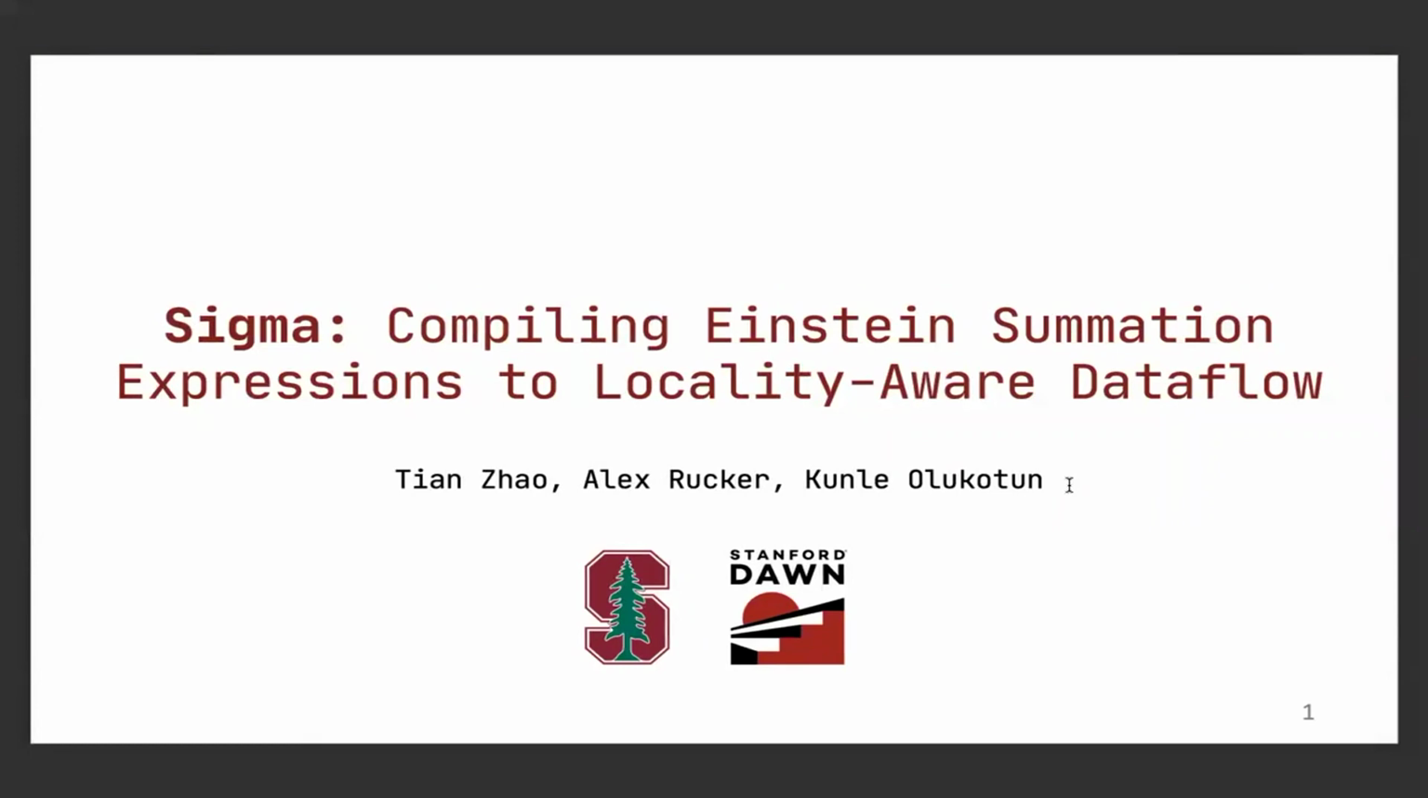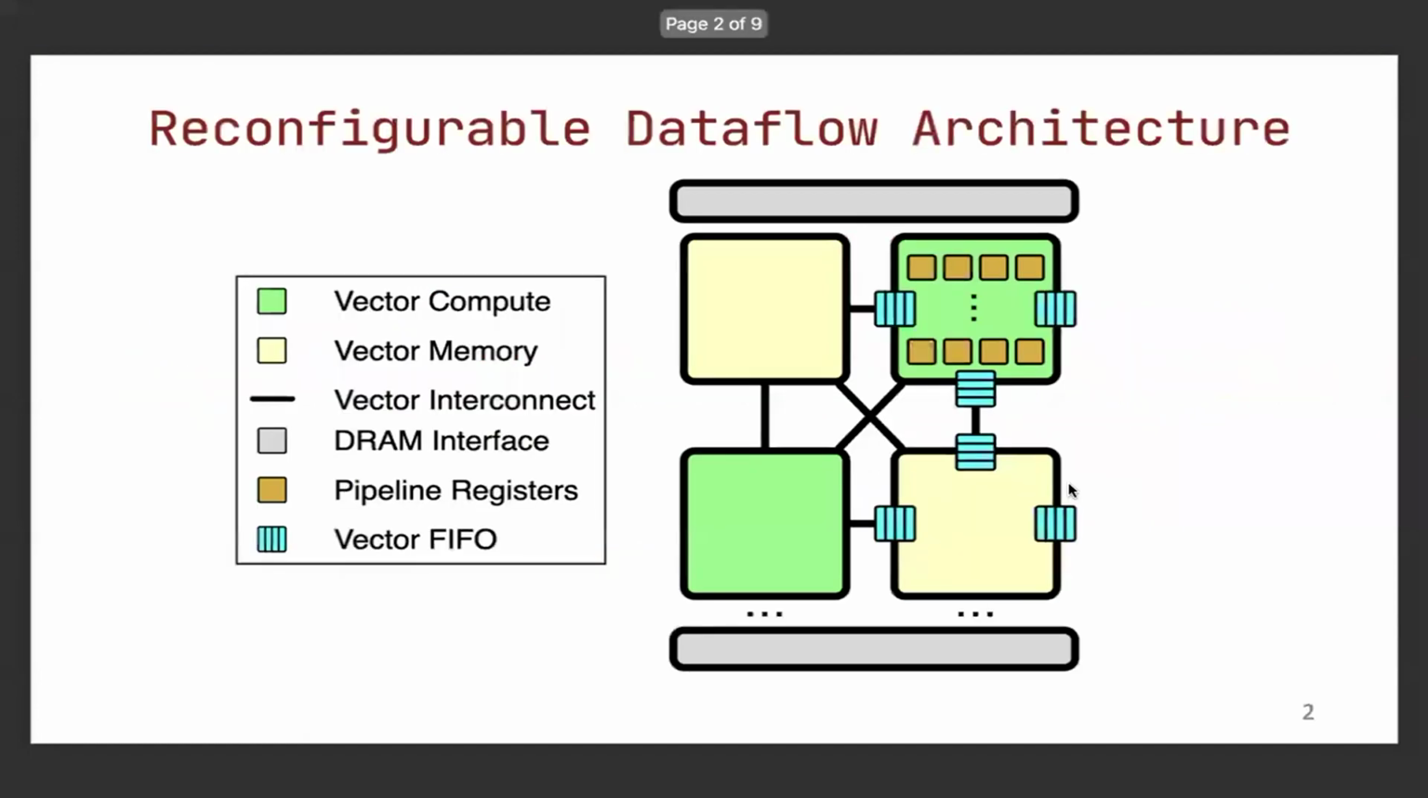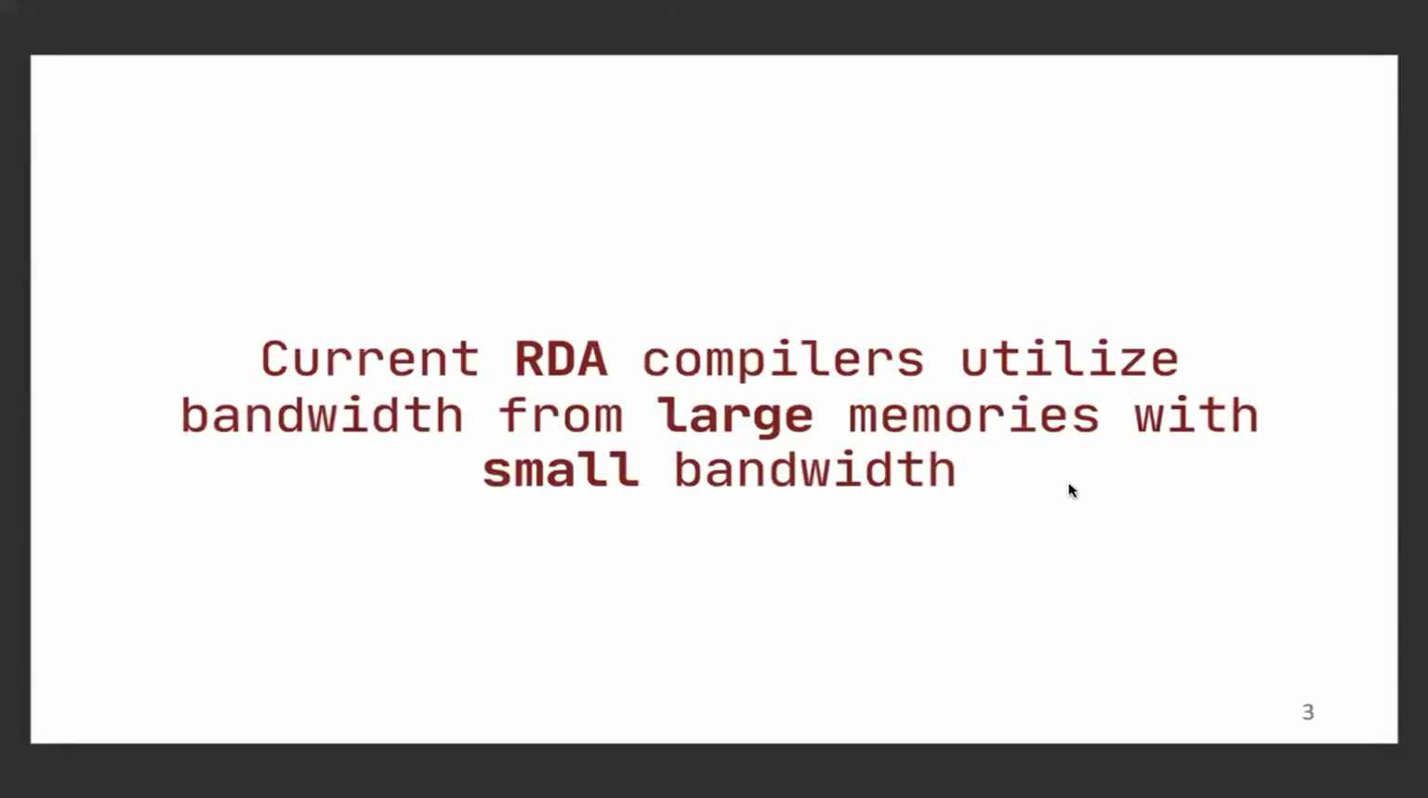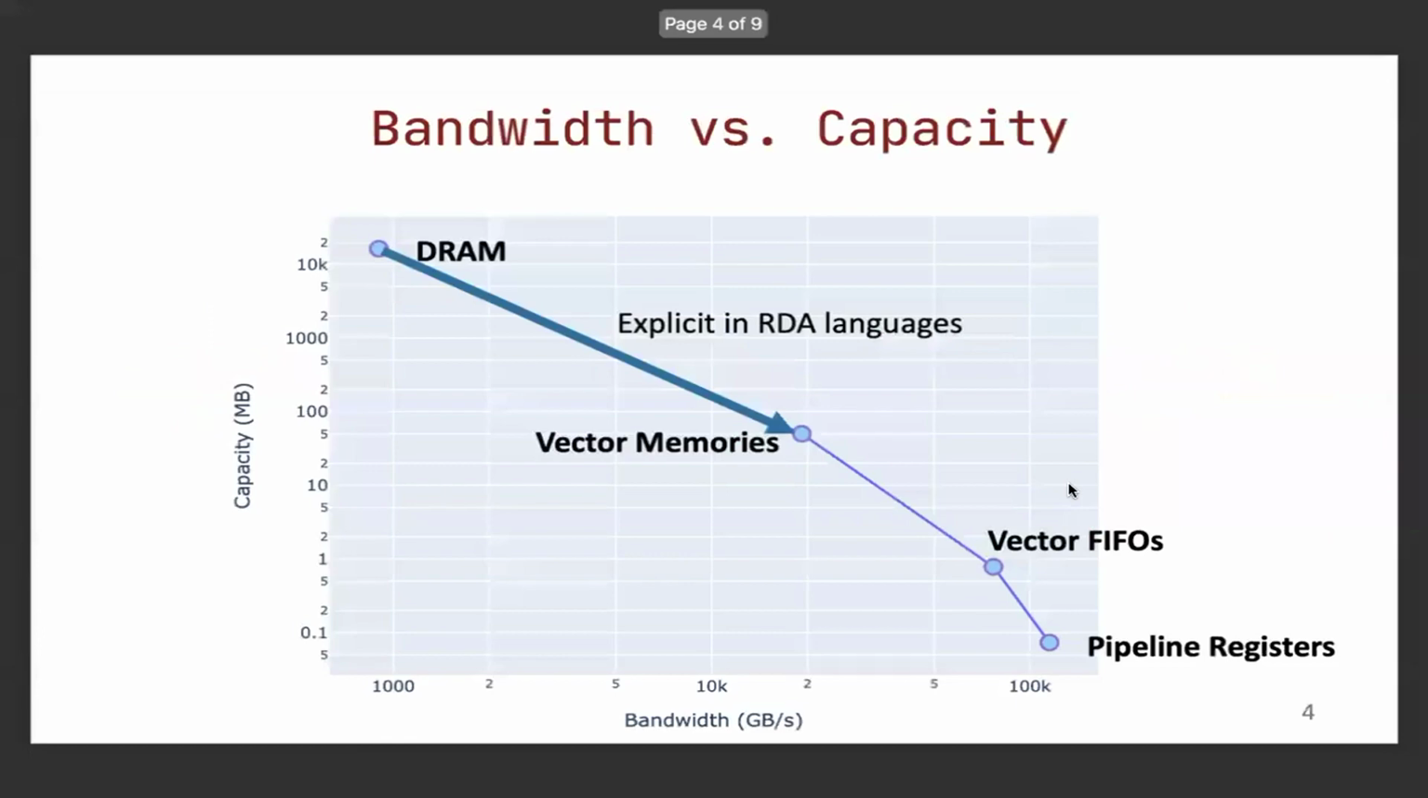We present Sigma, which compiles Einstein summation expressions to locality-aware data flow. A reconfigurable data flow architecture, also known as RDA, contains vector compute, vector memory, vector FIFOs, and pipeline registers. Current RDA compilers utilize bandwidth from large memories such as DRAMs and vector memories with small bandwidth. In these RDA languages, data transfers between DRAM and vector memories are explicit.